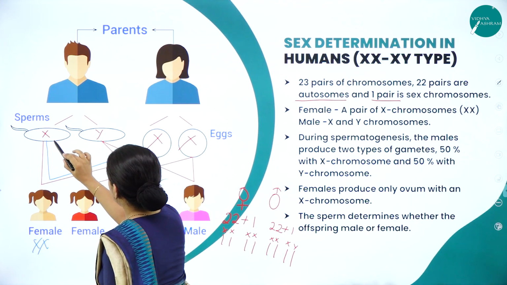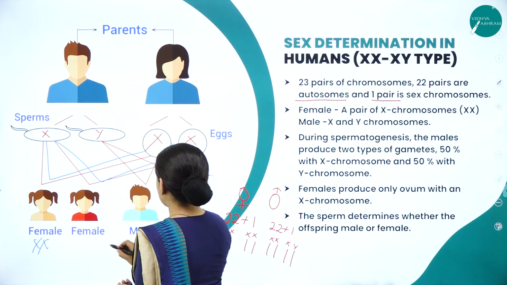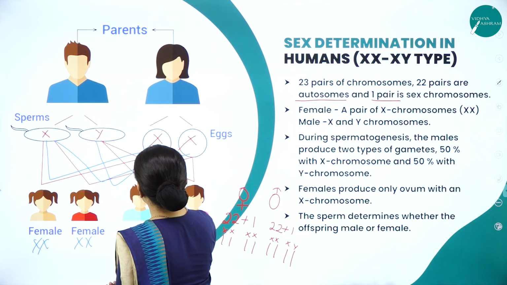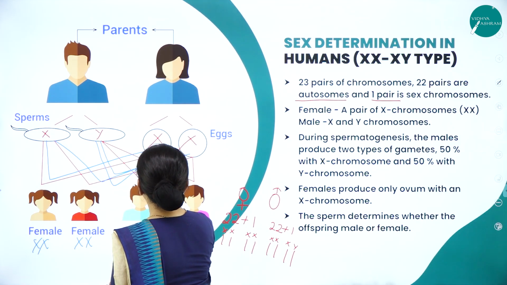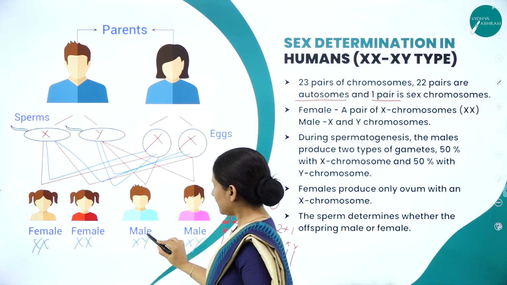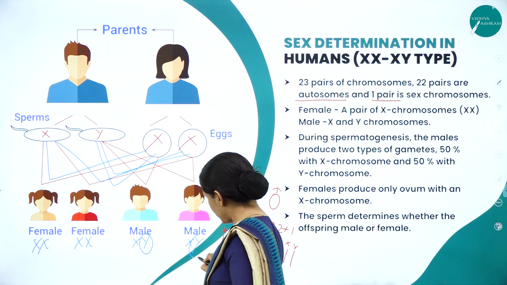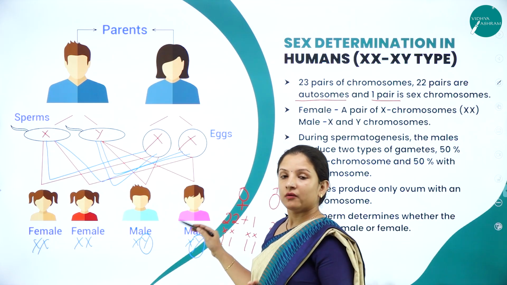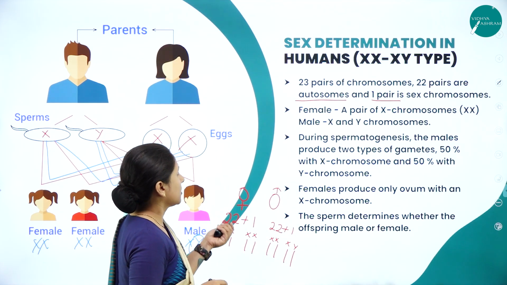Now, this one again we are crossing with this. We get a female XX. Now, this we are crossing with this. We got XY. This again we are crossing with this. We got XY. So, if the child carries a Y chromosome, it will be a male. And male parent is only responsible whether the female will have a girl child or a boy child.